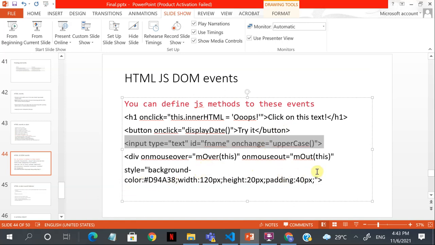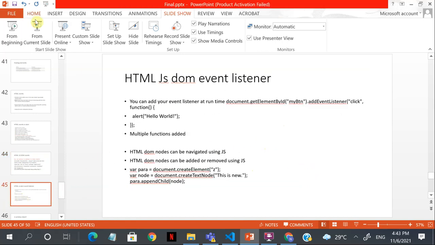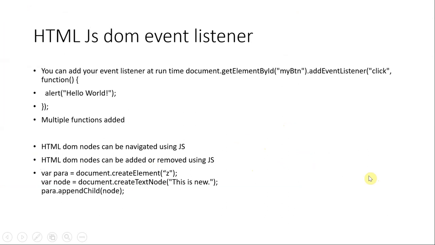You also have on key press. Suppose you want to build an autocomplete, you can use those events. Now, a couple of other things you can understand here is you can add your own event listener at runtime. So far, what we have seen are out of the box event listeners: on click, on mouse over, on mouse up, and all that, right? Those are out of the box. You can add your own custom ones too.